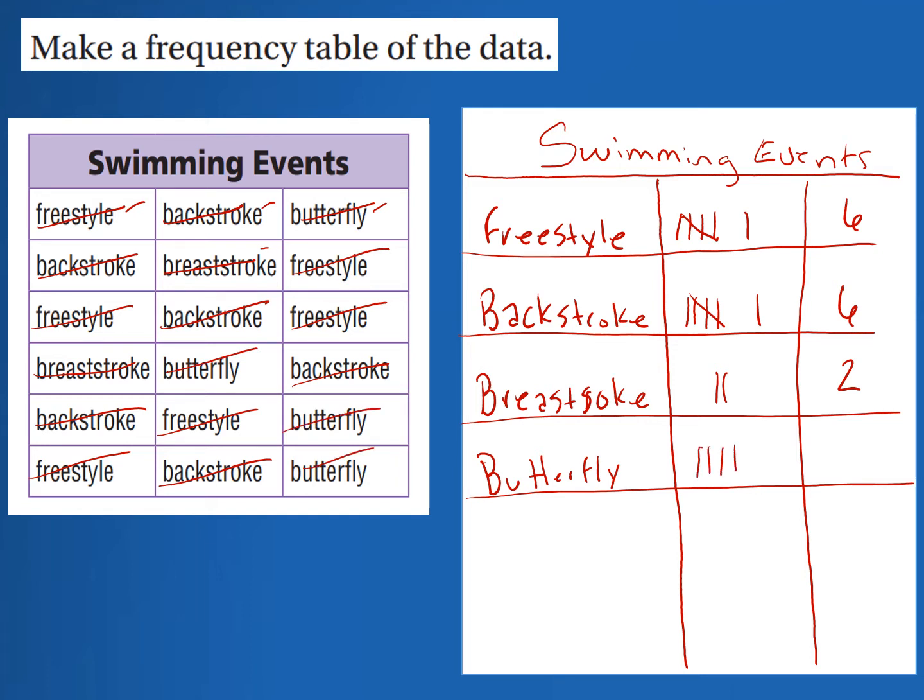So go ahead and count how many events I had. If I count all these, 3 times 6 gives me a total of 18. 6 plus 6 is 12. 2 plus 4 is 6. So 12 and 6 make 18. So I am correct.